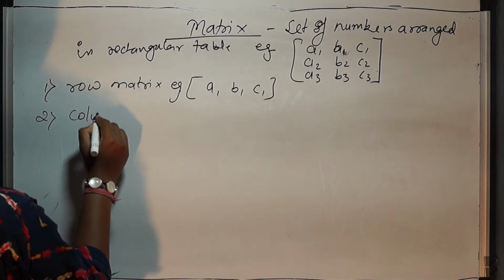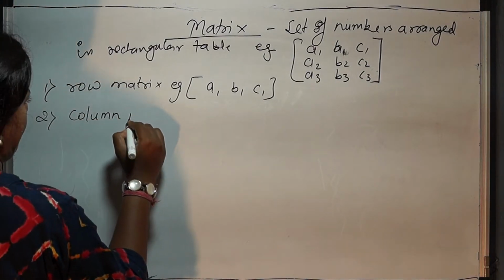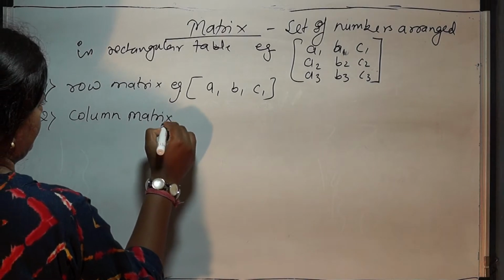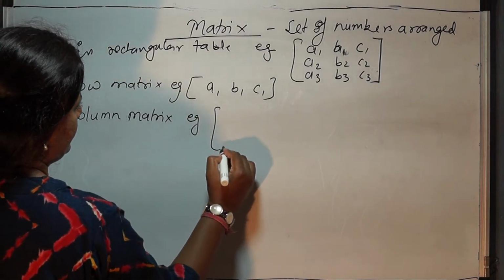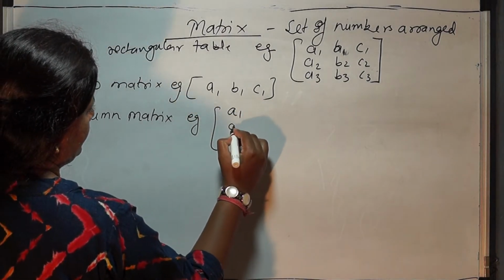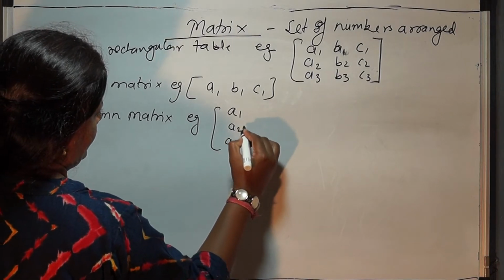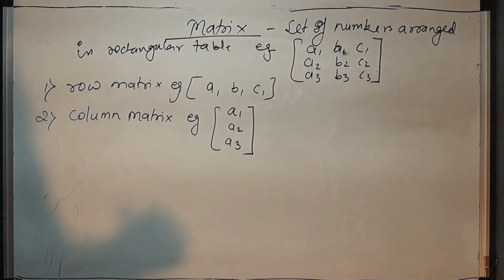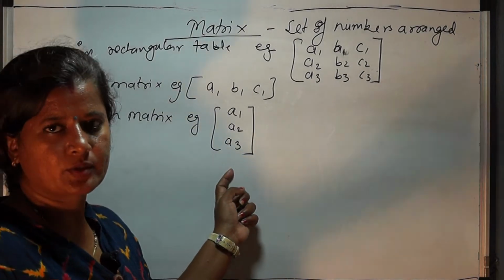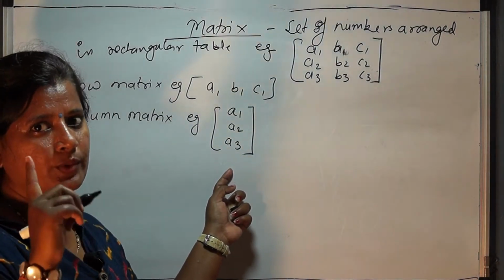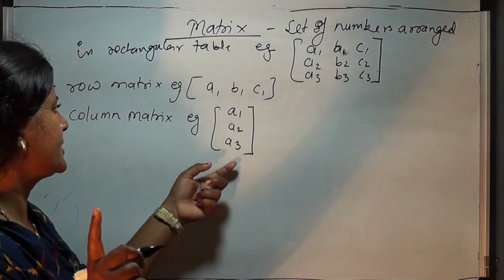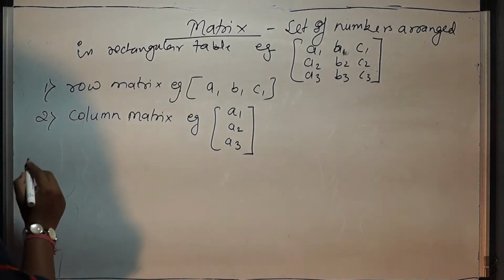Second, column matrix. Example A1, A2, A3. This is column matrix, only one column is there. That is why it is called a column matrix.